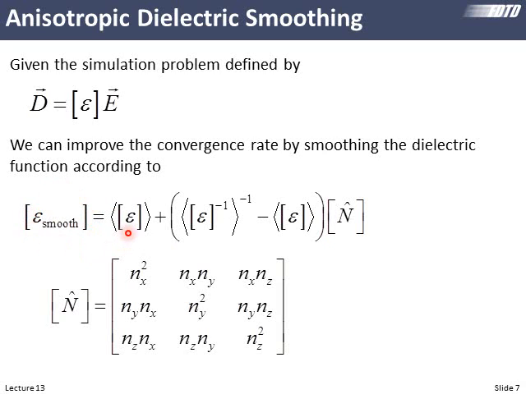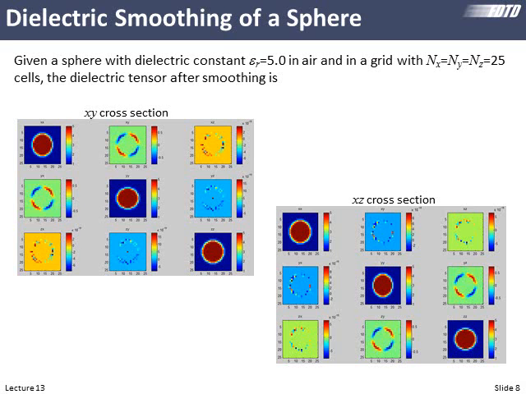So even if epsilon, the permittivity, started off as being isotropic, once we smooth it this way, it becomes anisotropic. Now this technique is a bit advanced, and as I mentioned on the previous slide, we can still improve convergence simply by smoothing but keeping it isotropic and simple. We don't have to do an anisotropic dielectric smoothing. Here's what it looks like by smoothing a sphere.